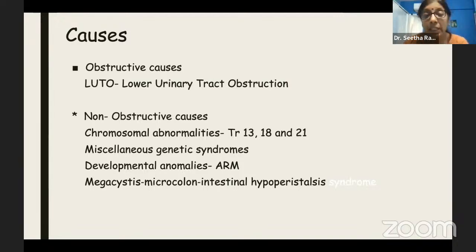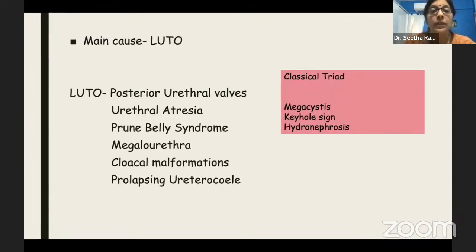But obviously, whenever we see megacystis, you have to look for other anomalies present in the fetus and then decide whether it is isolated or could be because of other genetic problems or other anomalies. So as I said, the main cause is lower urinary tract obstruction, and it is usually because of posterior urethral valves in a male fetus. But of course, it can be because of other severe conditions which are incompatible with life, like urethral atresia, megalourethra, cloacal malformation sometimes, or prolapsing ureterocele, where you can see sometimes daughter cysts coming there.